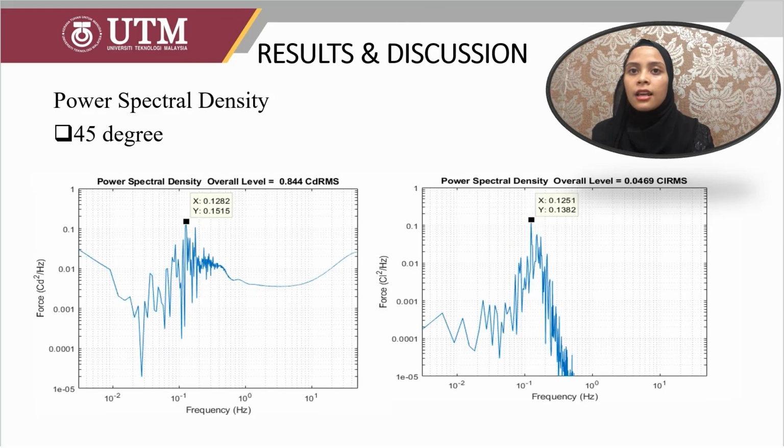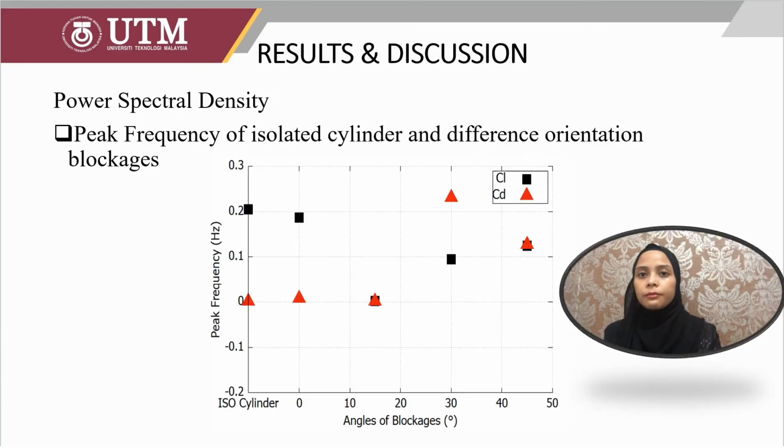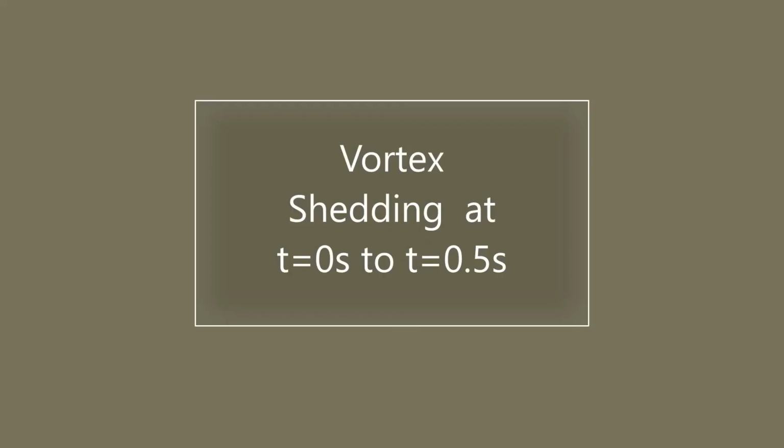0.094604 Hz. The power spectral density plots at Reynolds number 200 for 45 degree rotation are shown in the figure. The frequency peak at CD occurs at 0.12817 Hz, whilst the frequency peak at CL occurs at 0.12512 Hz. The figure shows the values of the frequency peak at CD and CL for 5 different cases. From here, we can see that the frequency peak at 15 degrees for both CL and CD is the same.